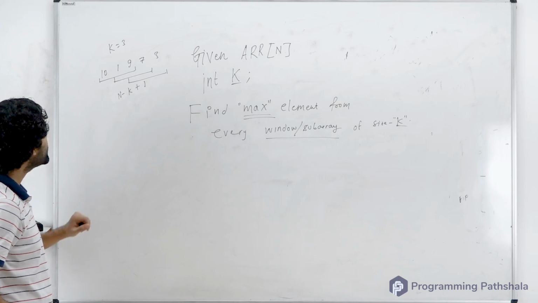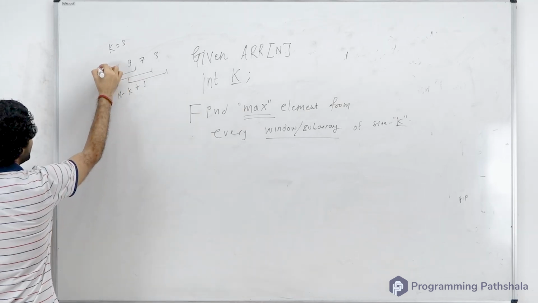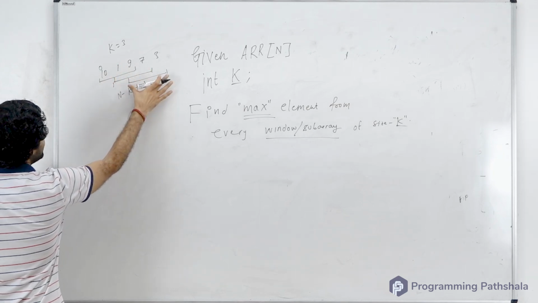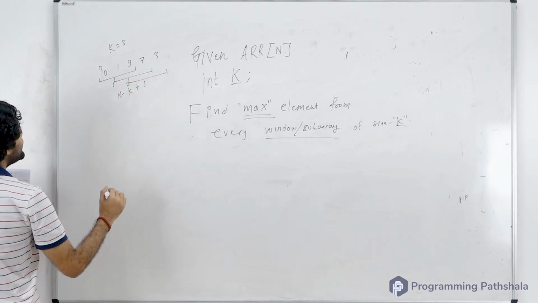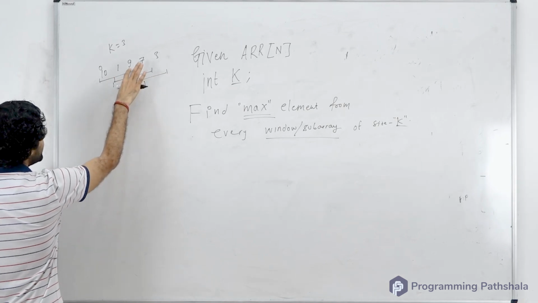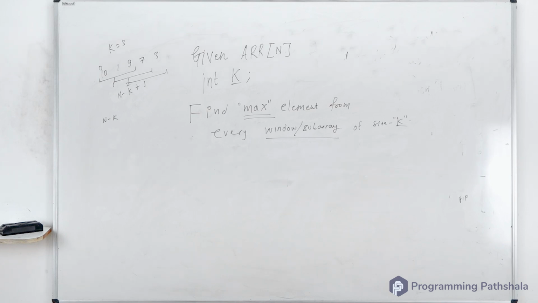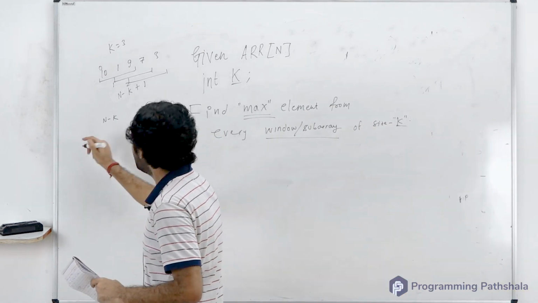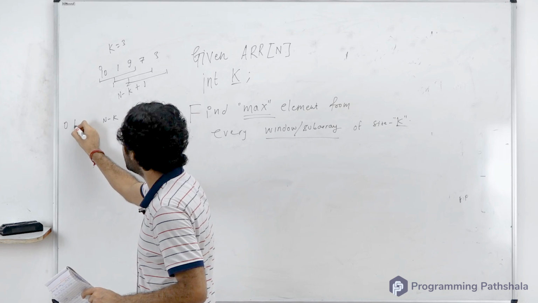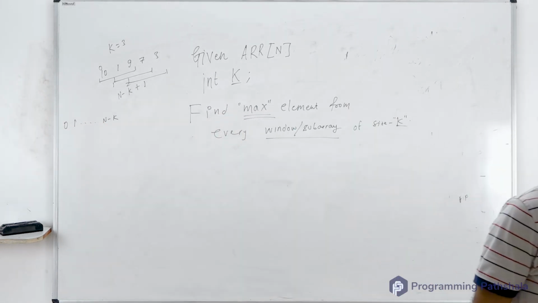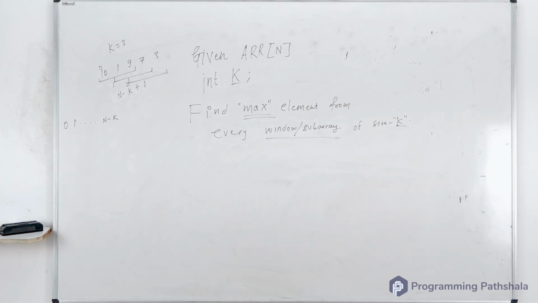Why? It is so because every window has a starting index. The starting index of this window is 0. The starting index of this window is 1 and the starting index of this window is 2. Can I say in generic terms that the starting index of the last window will be n minus k? For the first window, the starting index was 0. For the second, it was 1. And for the last, it is n minus k. So how many terms are there from 0 to n minus k? Number of terms from 0 to n minus k is n minus k plus 1. Right? And that is the reason these many windows are there. Right? So these are the total number of windows.